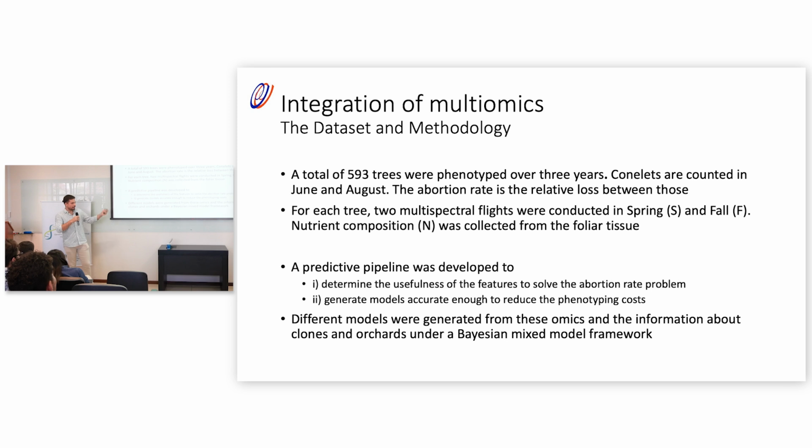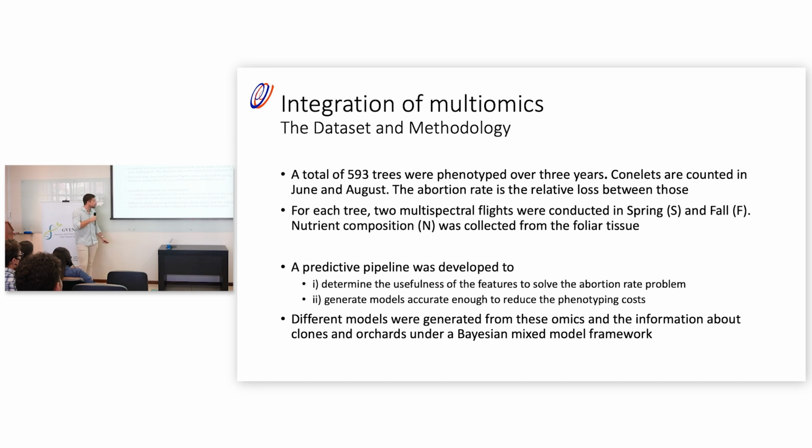As the omic kernels, we have 3 data sets. Imagine, for the spring, all the trees in the rows, and then all the multispectral bands in the columns. Those are our features. The same for the fall. And in the case of nutrients, we have the same: all the trees, and then we have calcium, the ratio between sodium and potassium, things like that.